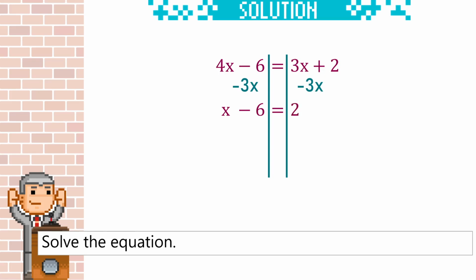And we can solve in the normal way now. We're going to focus on that take away 6. The inverse or opposite of take away 6 is plus 6. So we're going to do that to both sides. Therefore we have x equals 2 plus 6, which is 8.